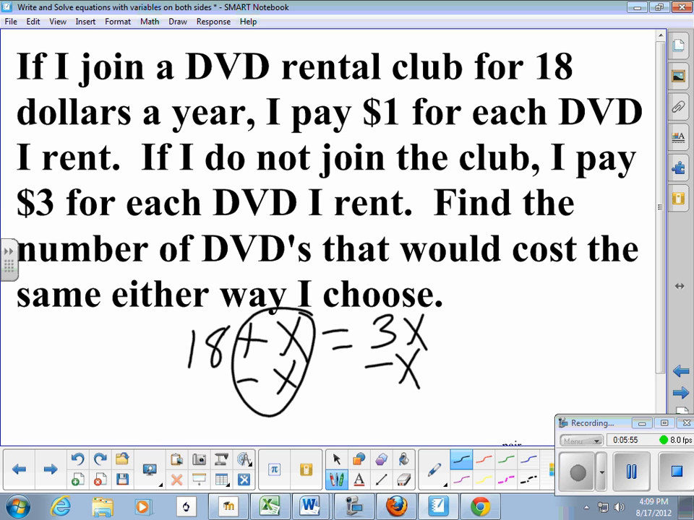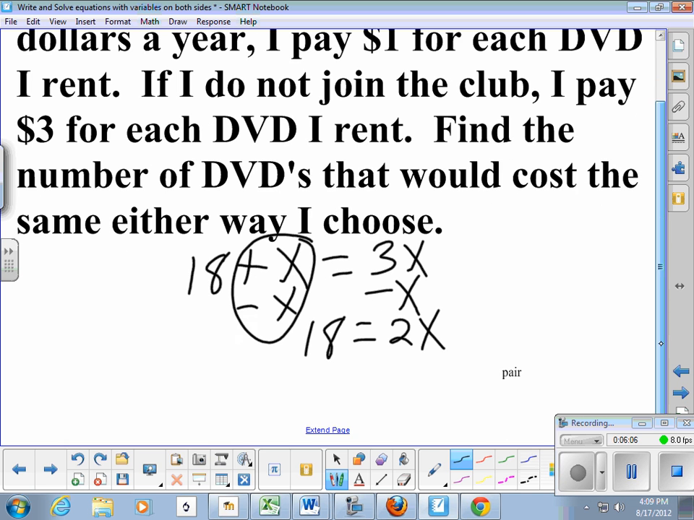That's 0, so 18. 3 of them, take away 1 of them is 2 of them. So 18 equals 2 times something. Well, you may be able to see that that's going to be 9, but let's go ahead and divide each side by 2, just so we see the steps. X equals 18 divided by 2, which is half of 18, which is 9.